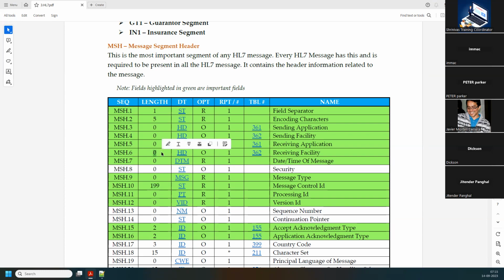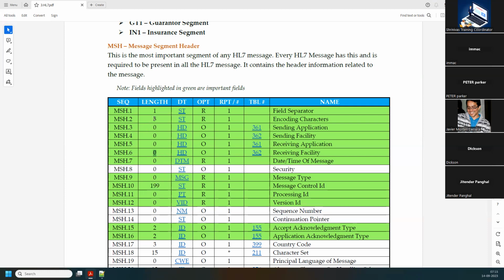Then what does 0 represent? 0 represents that there is no limitation. It doesn't mean that the field cannot have any characters. It represents that you can have as many characters as you want. There is no limitation. Then you have data types.